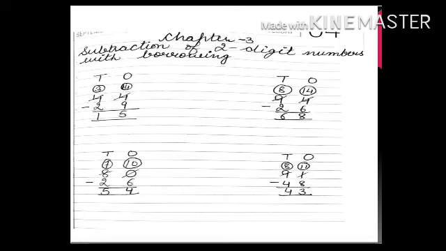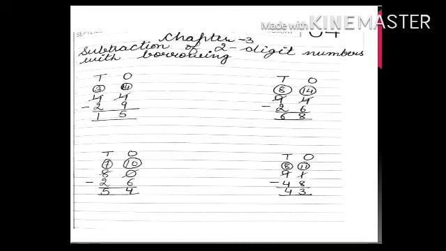Heading on next line. After heading, leave 2 lines. Write the statement and let's solve it. First, look at the ones place digit. Kids, can we subtract 9 from 4? No, so we will take a borrow from the tens place. 4 will become 14 at the ones place and 4 at the tens place will become 3.